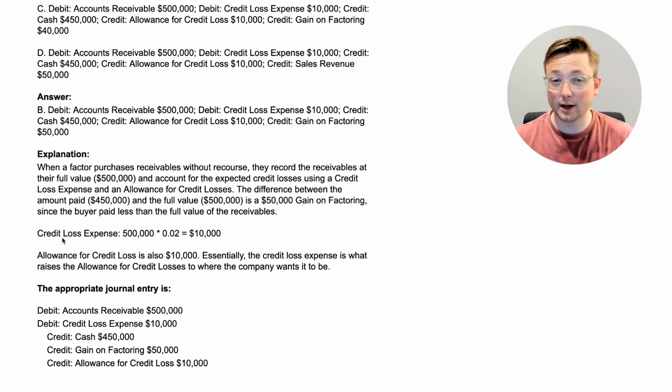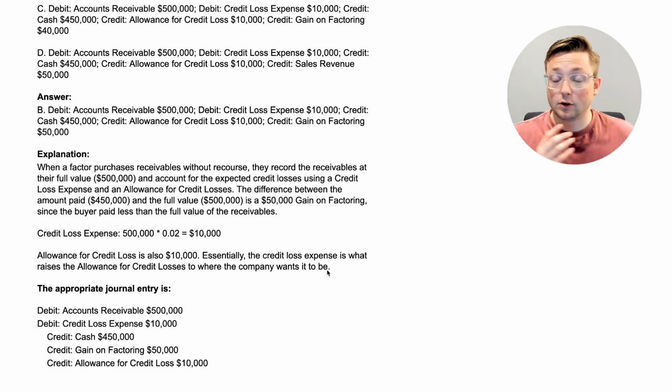Now let's talk about the credit loss expense. That would be that 2% that they're expecting will not be able to be collected. So that's the $500,000 of the total receivables multiplied by the 2%, and that's $10,000. So that's how much of the receivables they're expecting to be uncollectible. And the other side of that credit loss expense is the allowance for credit loss. That's the credit to the debit. Essentially, the credit loss expense is what raises the allowance for credit losses to where the company wants it to be. So it's kind of similar to bad debt expense and allowance for doubtful accounts.